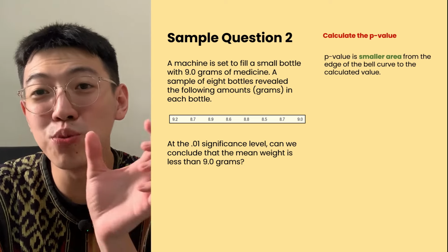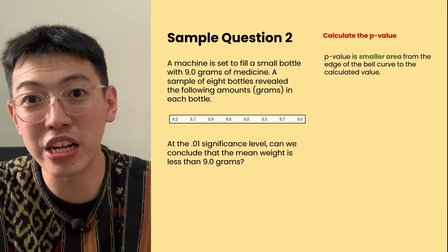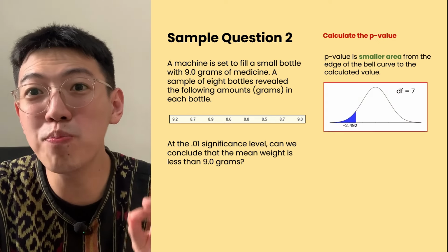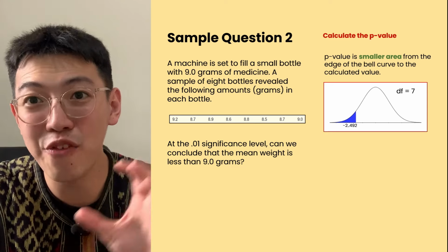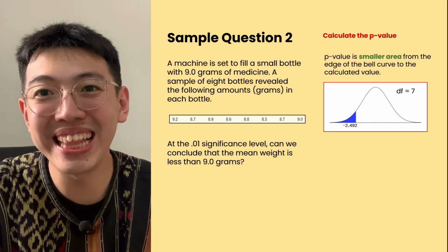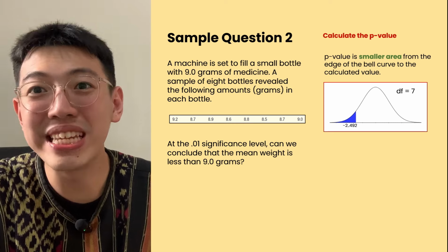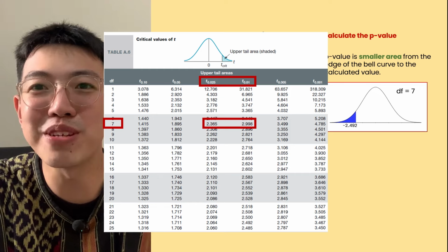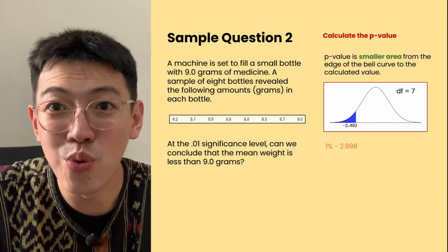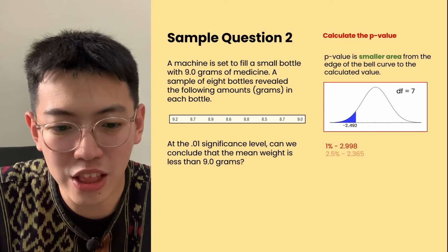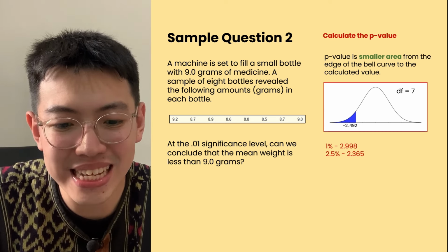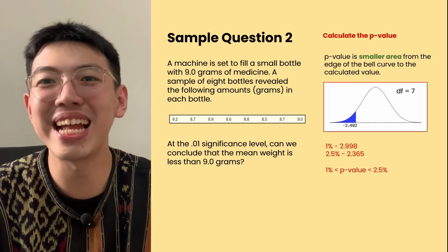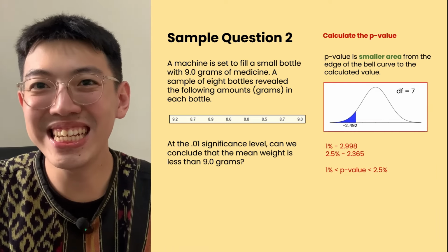Now, how to find the p-value? Again, the p-value is the smaller area from the edge of the bell curve to the calculated value. In this case, the t calculation is minus 2.492 and the df is 7. This is a one-tail test. And in a one-tail test with df equals 7, 2.492 is located between 1% and 2.5%. The 1% is 2.998 and 2.5% is 2.365. Therefore, the p-value is located between 1% and 2.5%. Is it clear, right?